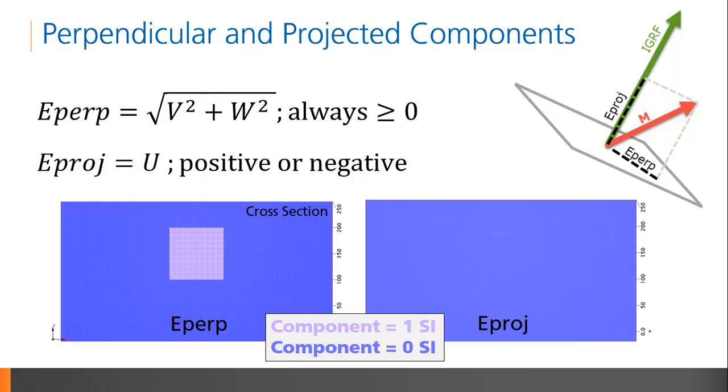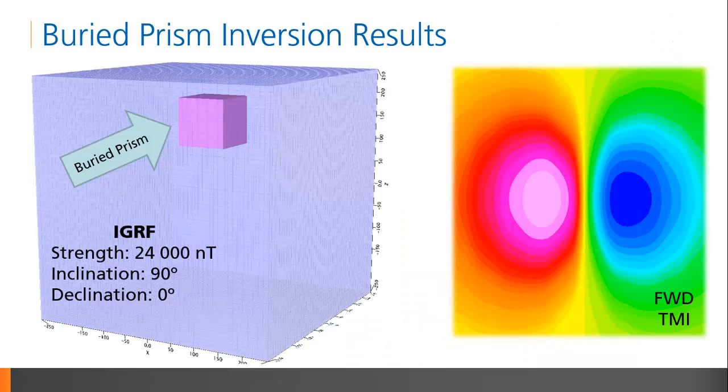For our simple prism model, the E_perp and E_proj components are as follows. Within the prism, magnetization is easterly and thus completely perpendicular to the downward Earth field. Consequently, there is no projected component within the prism. Outside the prism, magnetization is zero everywhere. To recap, we've described our prism model using a vector representation of the magnetization, and also using the scalar components in the XYZ coordinate system, the UVW coordinate system, and also using the projected and perpendicular components.